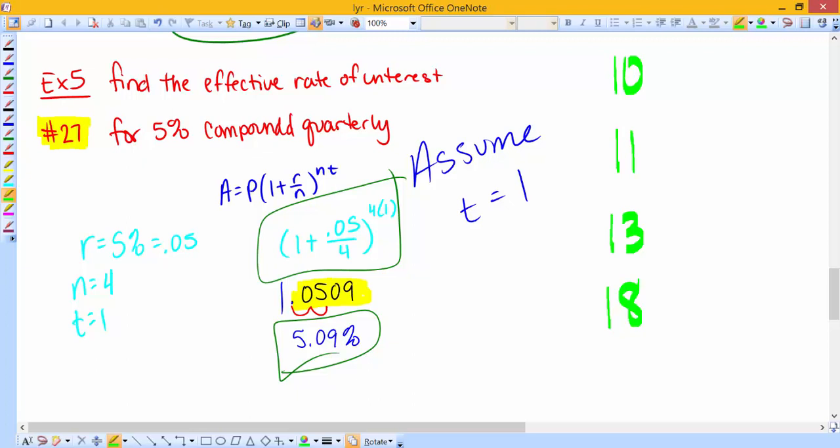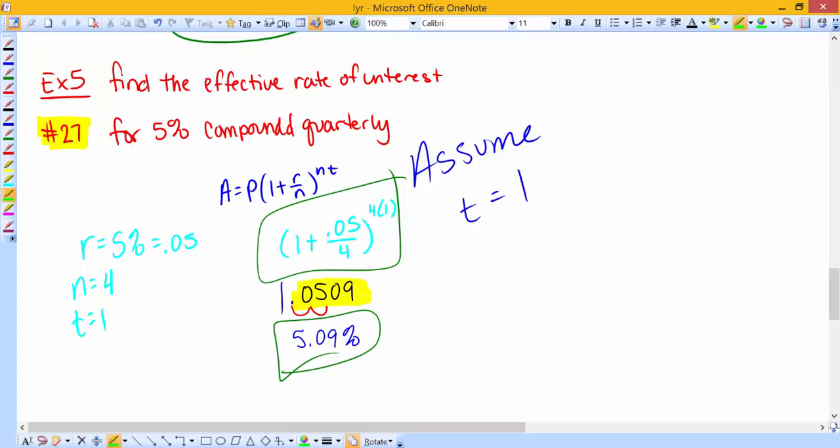So I really didn't earn 5%. I earned more than 5%. So how do we find that amount? And if that doesn't make sense, that's fine. A lot of students really do struggle with this. So compounded quarterly, as soon as I see that, I know I'm going to use the messy looking formula.